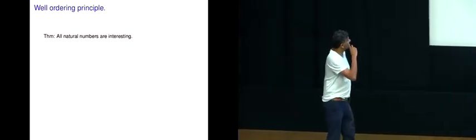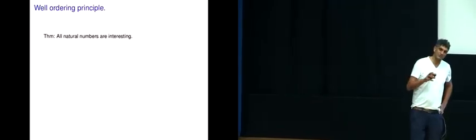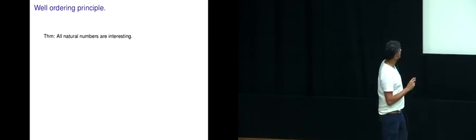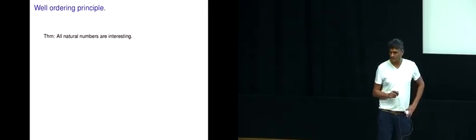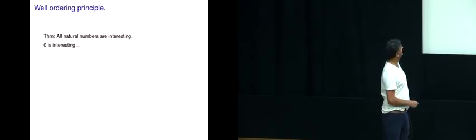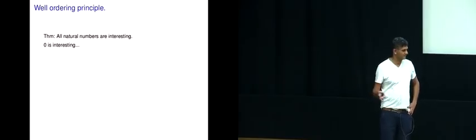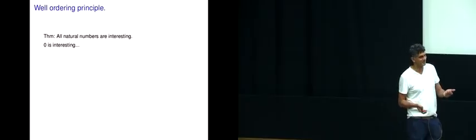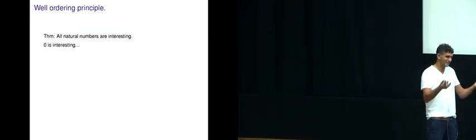Okay, so let's think about the well-ordering principle, and I'm going to prove something really cool. I'm going to say all natural numbers are interesting. 0 is interesting, right? Who thinks 0 is uninteresting? Oh, no. But if you multiply something by 0, what do you get? Isn't that interesting? There's the proof.